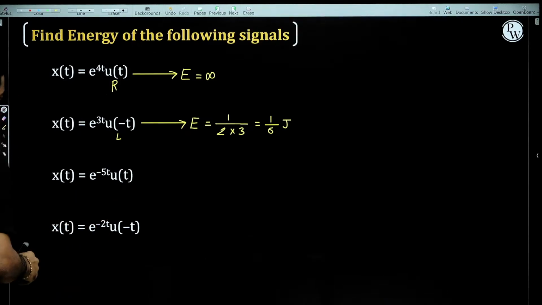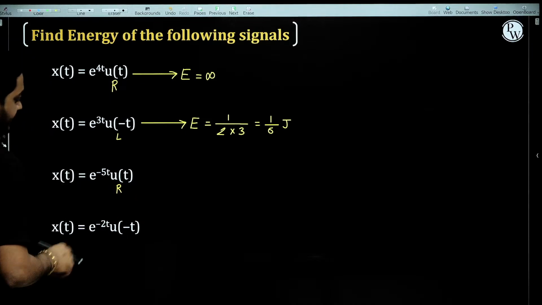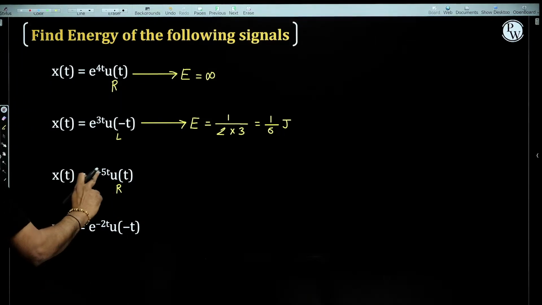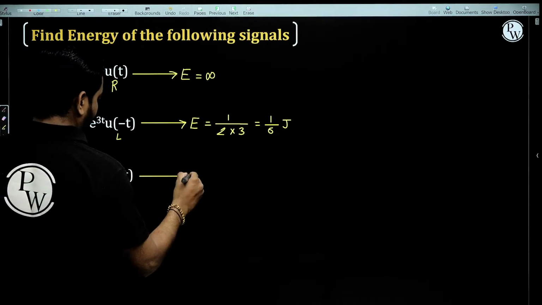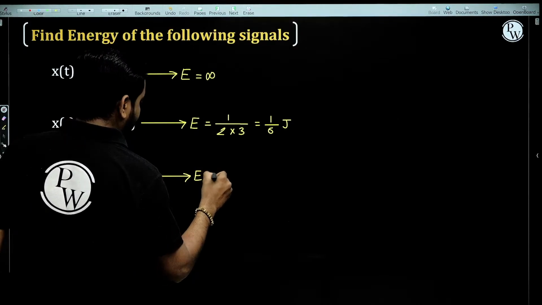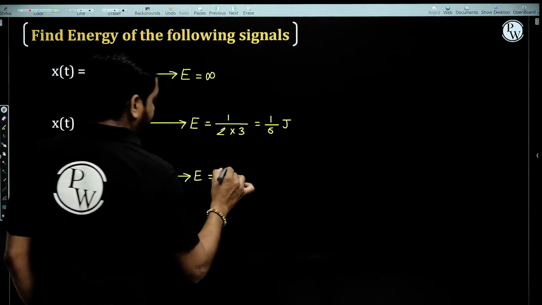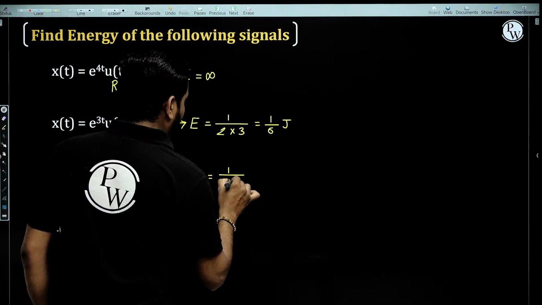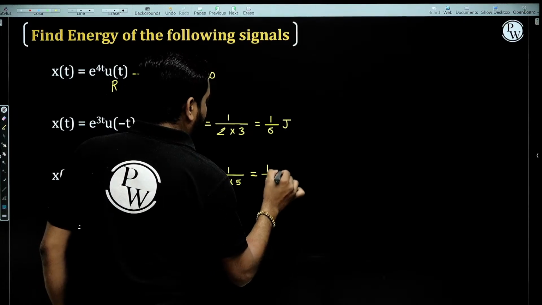Okay. Now third question guys. So this is a right sided signal, opposite sign. Minus t plus t guys. So minus t and plus t, that means what? Decreasing function guys. Right side decreasing function. As this is a decreasing function, energy will be finite and it will be 2 into 5, which is nothing but 1 by 10 joule.